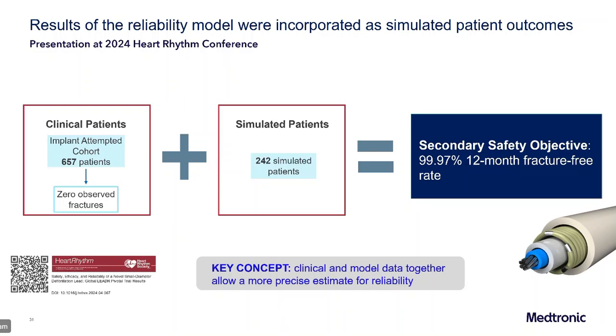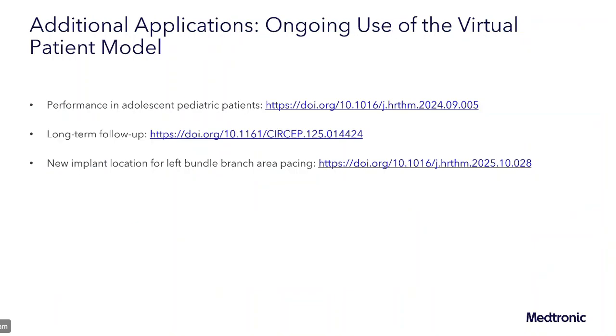So you can hopefully appreciate that this level of precision is not possible with only hundreds of patients. You need to have the benefit of the engineering model to get you down to the lower decimal points. So the key concept here is that the clinical data and the model together allowed us to have a much more precise estimate for reliability. The real value, though, comes after once we've done this first level of demonstration. This essentially has validated our model against the clinical data. And then there's additional applications.